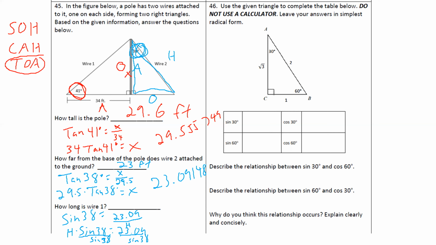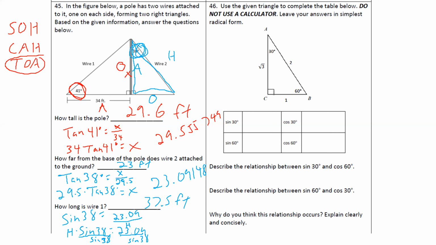And when you do that, you get 37.5. All right. 46, we have ourselves a triangle, and it is a special right triangle. It says do not use a calculator. You shouldn't need a calculator.